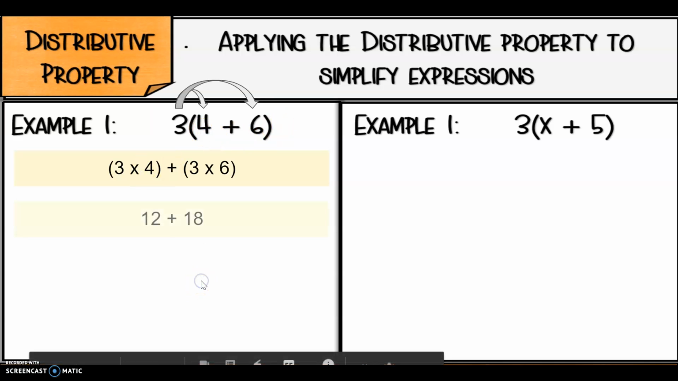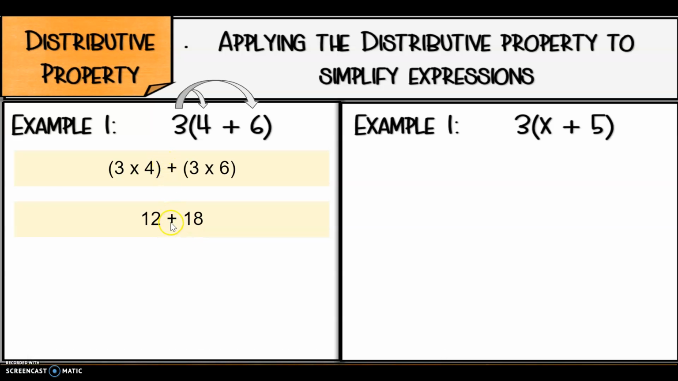So 3 times 4 is 12. 3 times 6 is 18. I'm going to add them together. So I'm just taking my addition sign and bringing it down. 12 plus 18 equals 30.